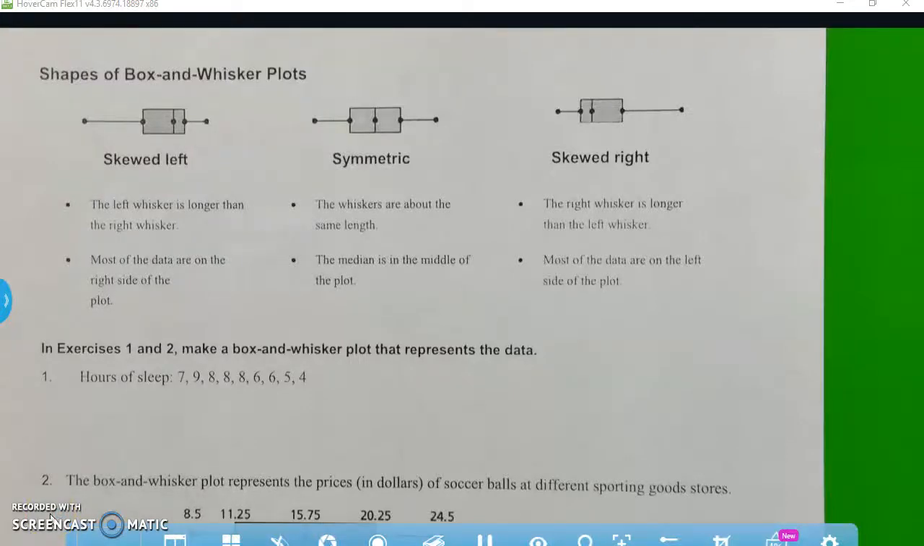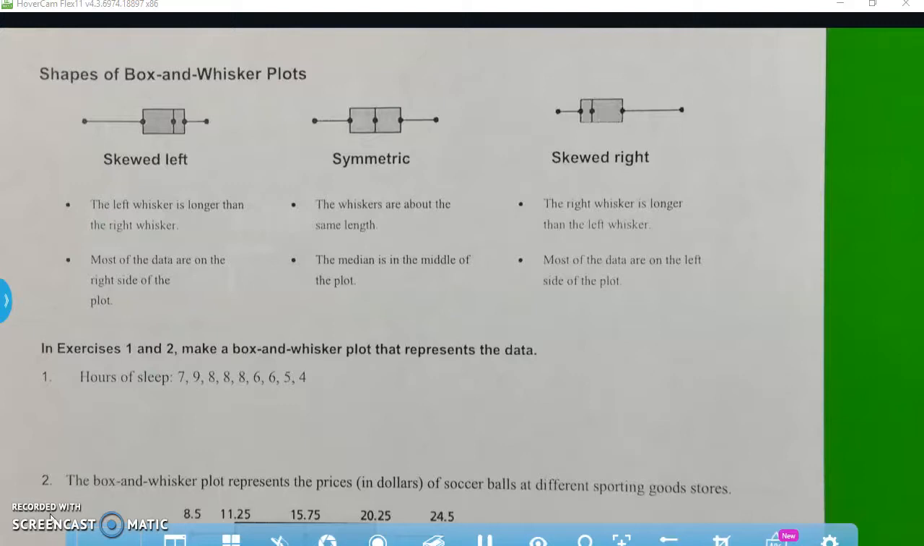Hello, today we're going to continue our discussion of box and whisker plots, and we're going to start with descriptions of these graphs that do not have to do much with the numbers. So overall look of our data and how it represents in our graph. So we have three ways we can describe our box and whisker plot, not necessarily with use of the numbers. So we have skewed left, symmetric, and skewed right.